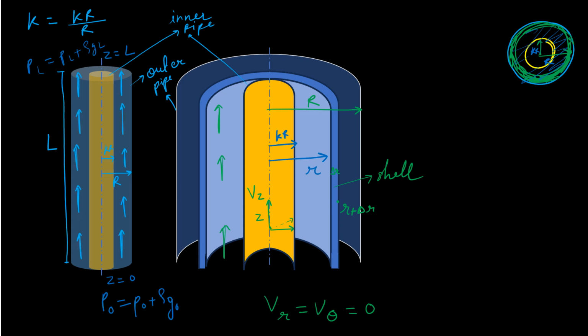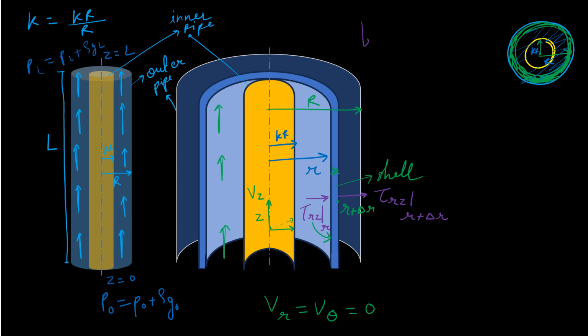Now to find momentum flux, it's due to shear stress acting on it. So to find momentum flux on the shell, the shear stress acting on it is tau rz at r, which is like this, and leaving the shell is tau rz at r plus delta r.